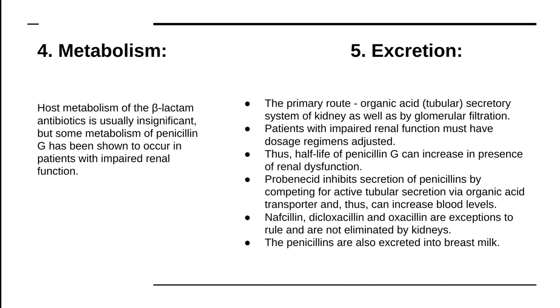Patients with impaired renal function should have an adjusted dosage. You cannot give such patients the regular dose because it is not going to get eliminated. The half-life of penicillin G can increase in the presence of renal dysfunction. Now note this well: probenecid inhibits penicillin's secretion. It is a competitive thing with tubular secretion via the organic acid transporter.